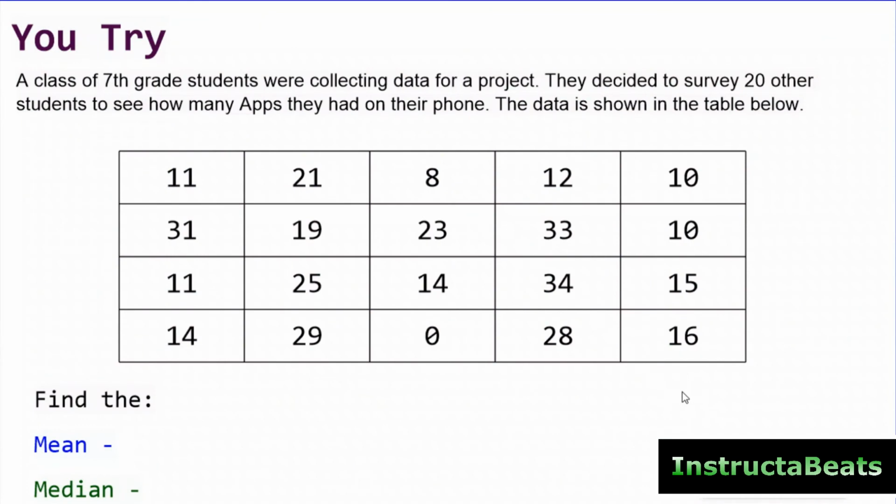So let's do a U-try problem, and I made this one extra special for you. I gave lots of numbers. So it says a class of 7th grade students were collecting data for a project. They decided to survey 20 other students to see how many apps they had on their phone. The data is shown in the table below.